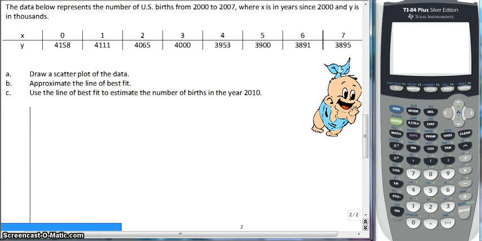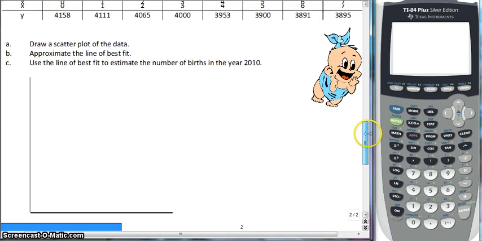So here we go. This data represents the number of U.S. births from 2000 to 2007, where X is the years since 2000 and Y is in the thousands. So part A says to draw a scatter plot of the data. Well, you guys have probably done scatter plots before. What you're going to do is obviously you have your 0, and then you want to space out some tick marks over here. We've got 2001, 2002, 3, 4, 5, 6, 7. We don't need an 8 for this data, but we might for prediction purposes.